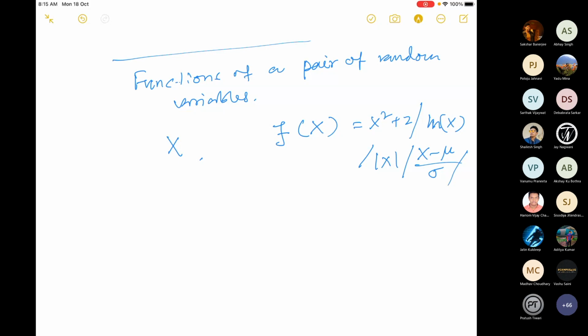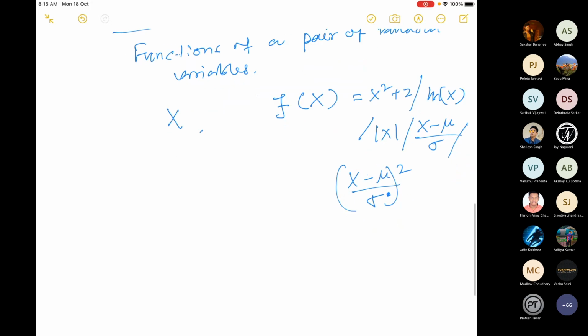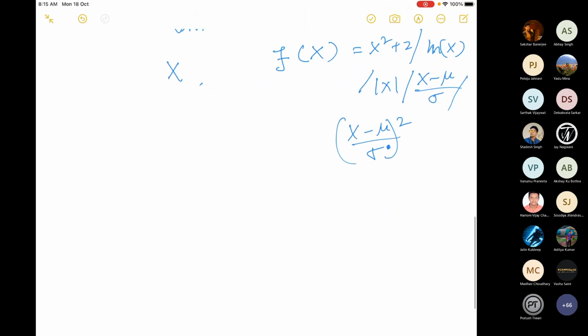We have also seen going from normal to standard normal, and we also defined the chi-square random variable, so we talked about the square of this. So these are some functions of X that we have studied. Now, what we'll do today in the beginning is that suppose we have a pair of random variables X and Y.